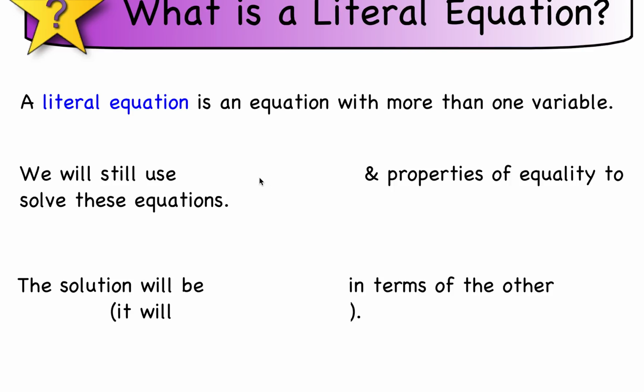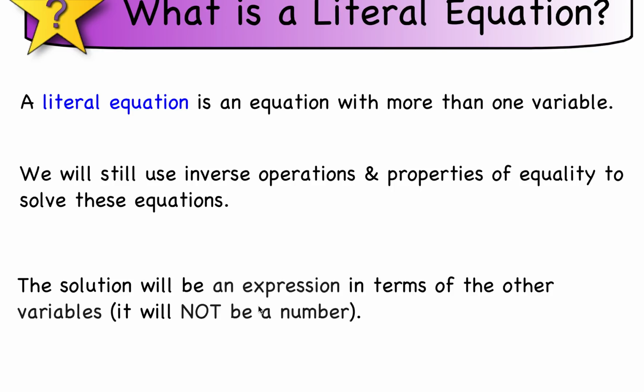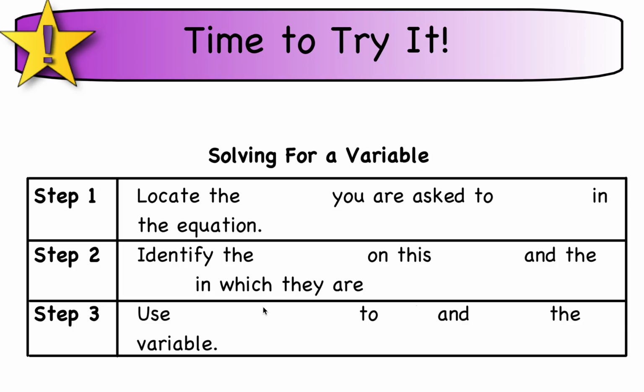So we are going to still use inverse operations and the properties of equality that we've been using to solve equations. We're going to continue using those to solve literal equations. The difference is our solution will be an expression. It's a mathematical expression in terms of the other variables. It's not just going to be a number answer. So we're basically going to mess around with some formulas and solve for some different variables, and our answer is still going to be like a formula. So let's take a look at what I mean by these. Let's go ahead and jump in.